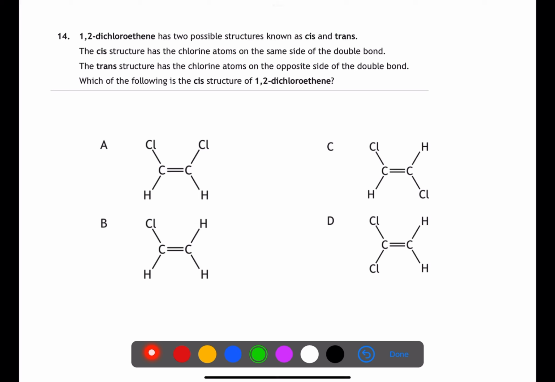For question 14, we have 1,2-dichloroethene with 2 structures known as cis and trans. The cis structure has the chlorine atoms on the same side and the trans on the opposite side. This means that we need to have the chlorine atoms on carbons 1 and 2, so we can eliminate B and D where this is not the case. If we then look at A and C, on A they're on the same side of the double bond, and on C they're on the opposite side, leaving A as the answer.